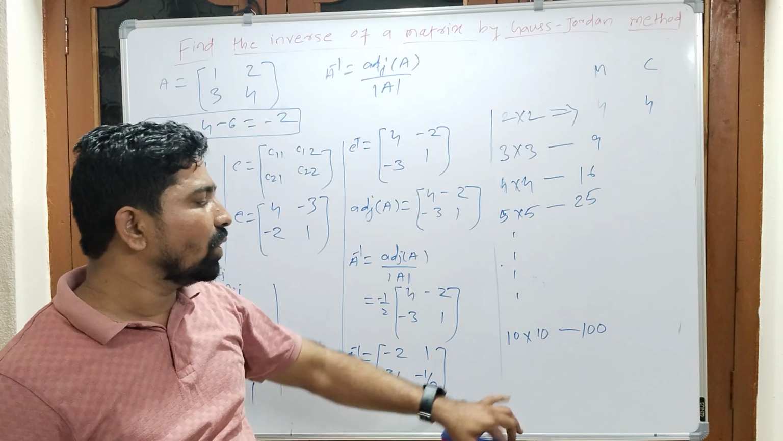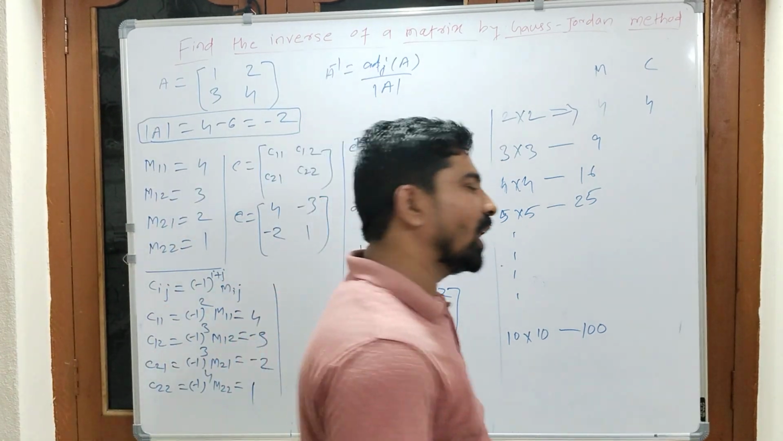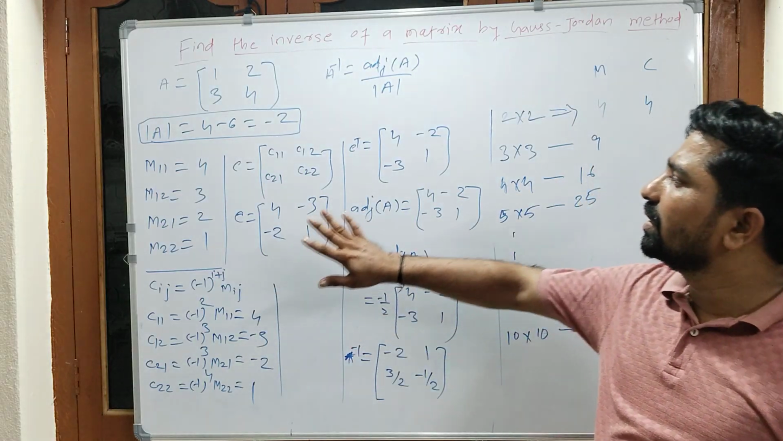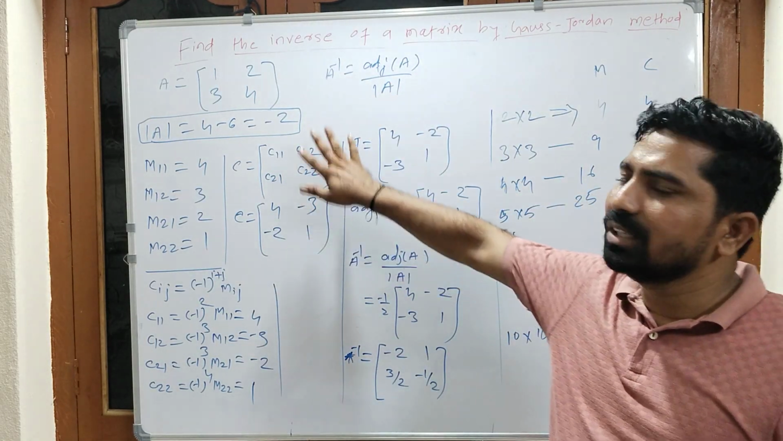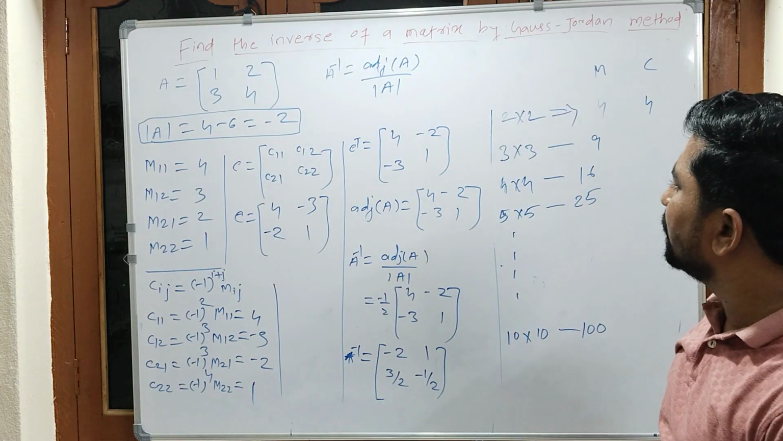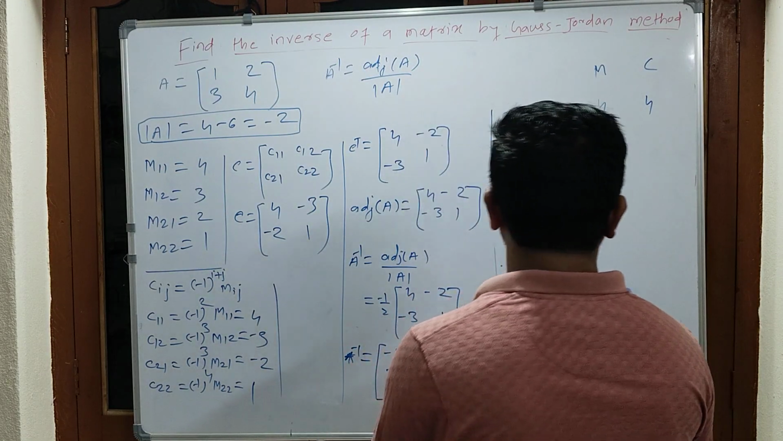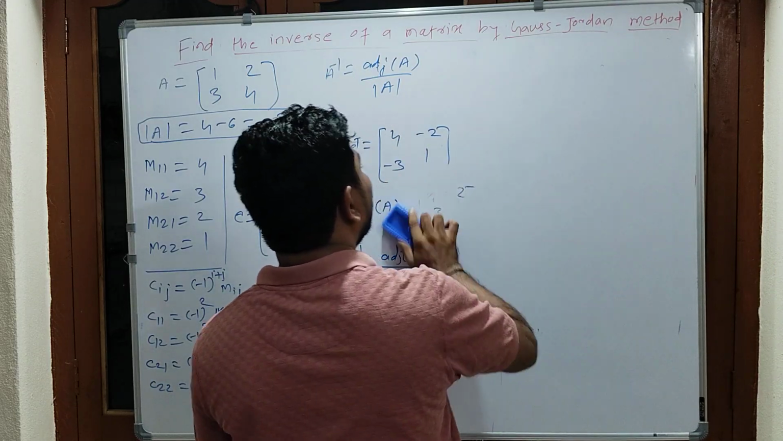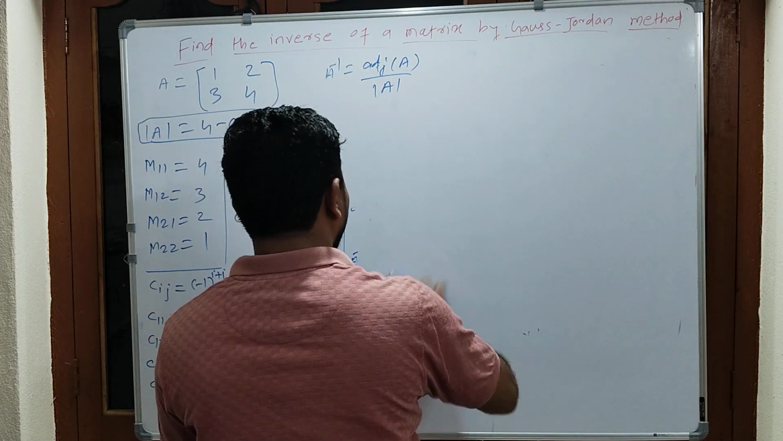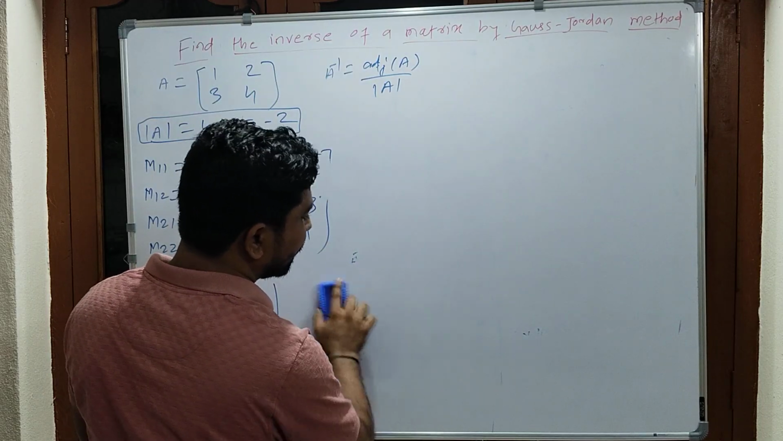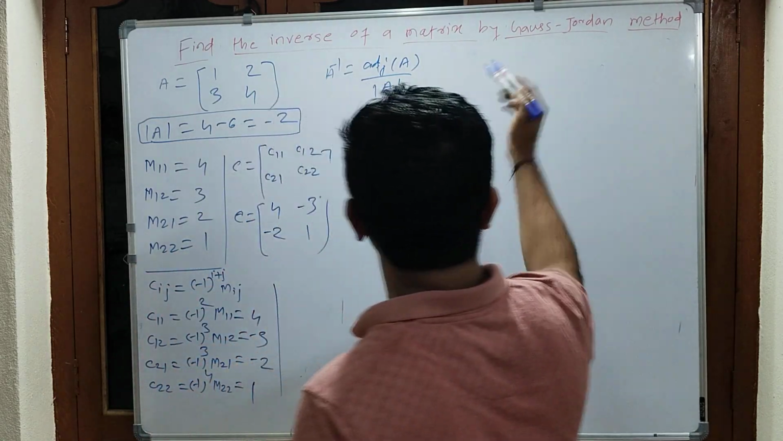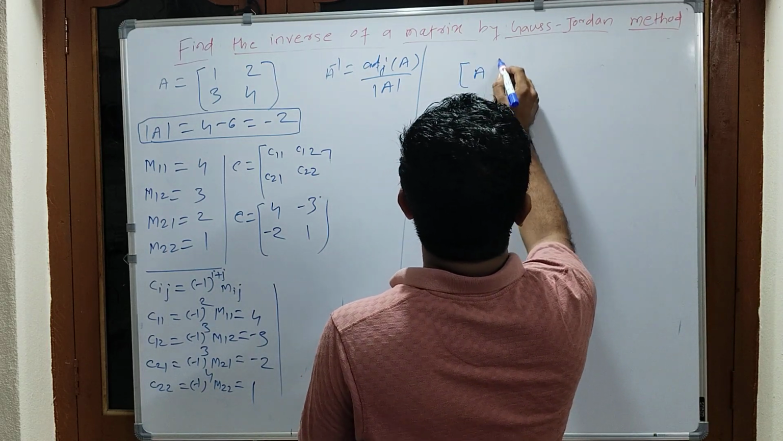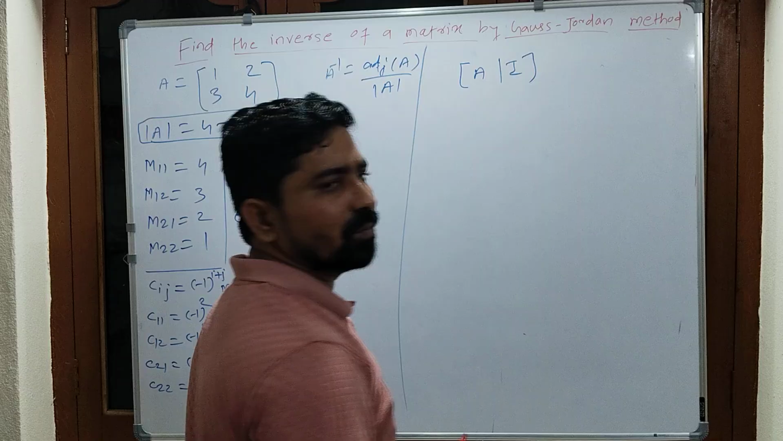This takes more time, and maybe some calculation mistake, or in a computer also some error occurs while finding the inverse of a matrix by using this usual method. So instead of that, researchers found this method, Gauss and Jordan. So I will find the inverse of this matrix by using this method. So I will show. Here they use this simple method: I augment matrix A.